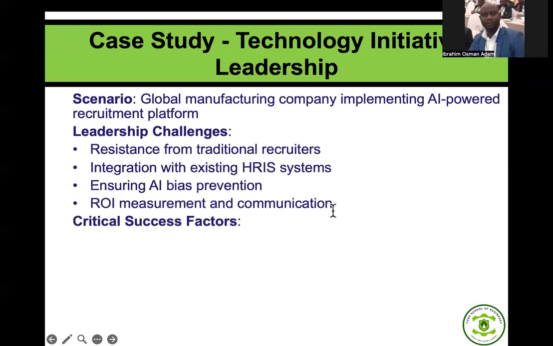But for this particular high-powered AI technology to succeed, there are a number of what we refer to as success factors. So if you are an HR manager, what I want you to think about is, how would you have solved this problem?